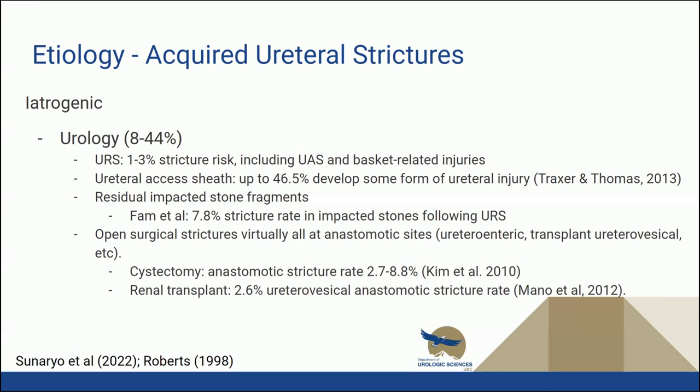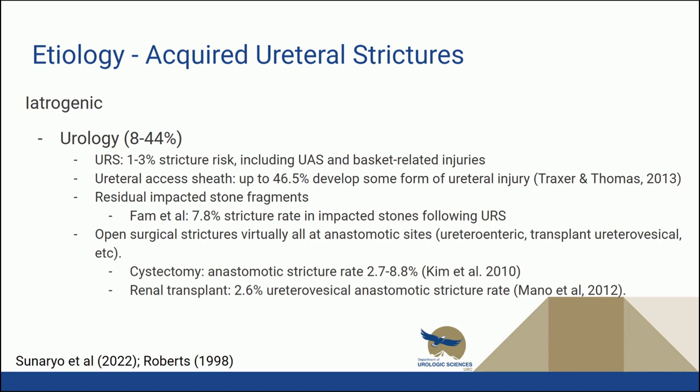Open surgical strictures. Strictures happen in open surgeries as well, virtually at all sites of anastomosis, whether that's ureteroenteric for oncologic surgeries or for reconstructive surgeries, as well as transplant ureterovesicle anastomoses or ureterovesicle anastomoses in the context of previous reconstruction or management of iatrogenic injuries.